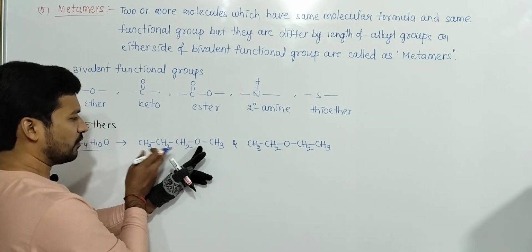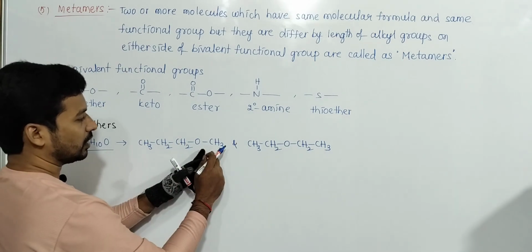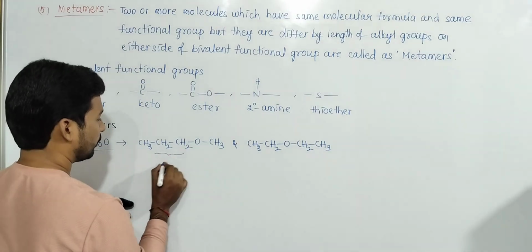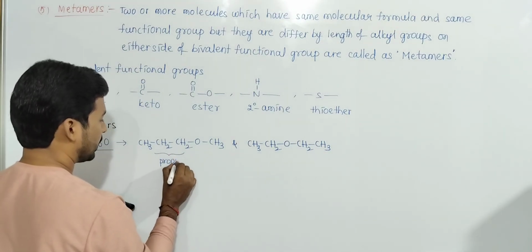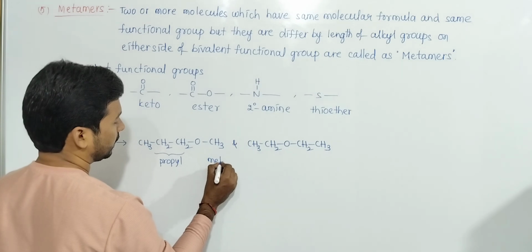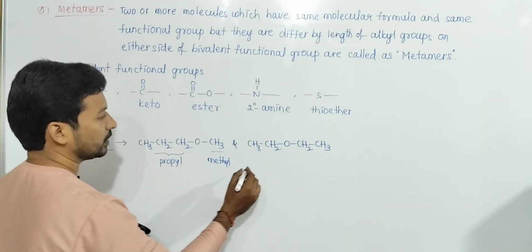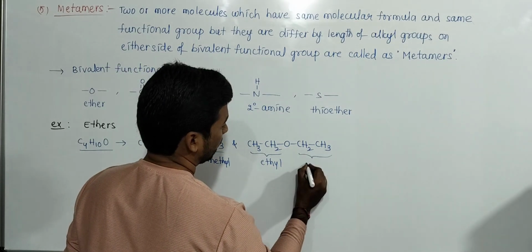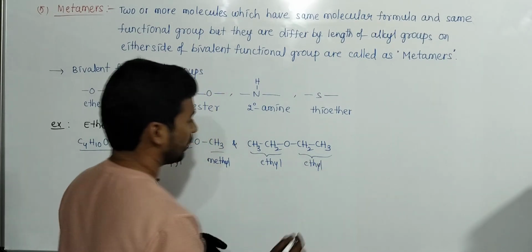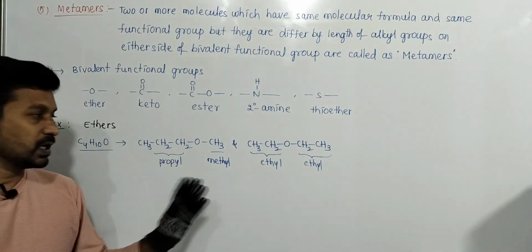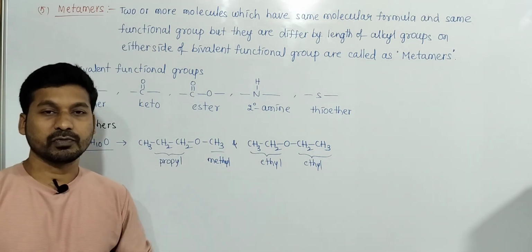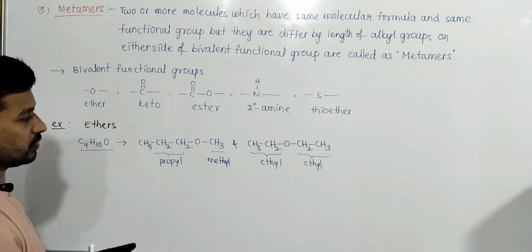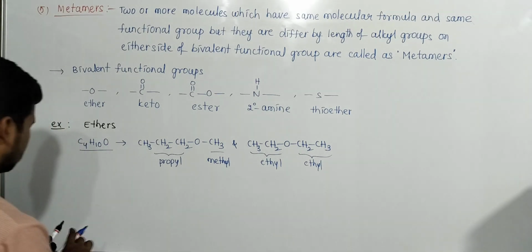But on one side a propyl group and on the other side a methyl group, while in the other one an ethyl group on one side and an ethyl group on the other side. Molecular formula same, functional group same, but they differ in the alkyl groups on both sides of the bivalent functional group. Such molecules are metamers. These two are metamers.